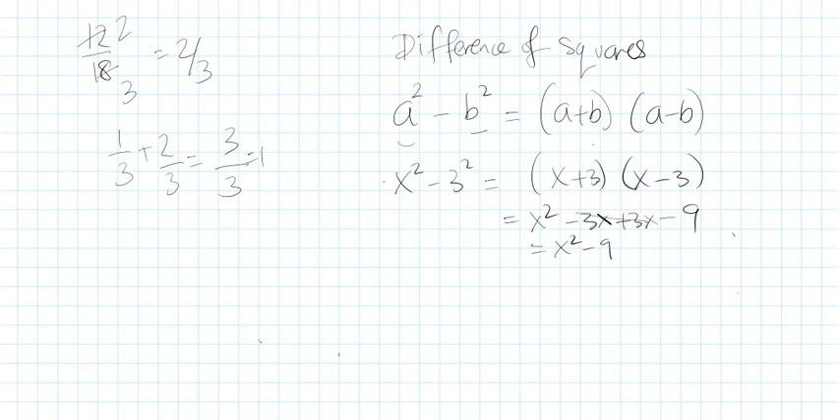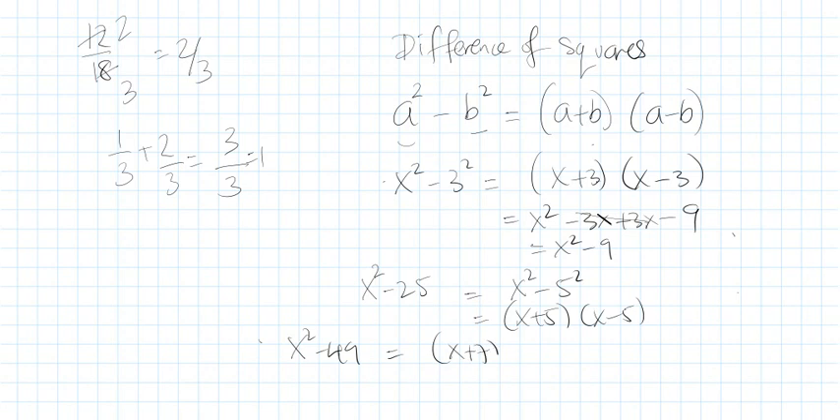Now, how do we use it? Let's say we have x squared minus 25. We can see that there's a minus between the two terms, and the second term can be written as 5 to the square, so it is a difference of squares. And this will become x plus 5 times x minus 5. In the same way, you can have x squared minus 49, which will be x plus 7 times x minus 7, because 49 is 7 to the square.